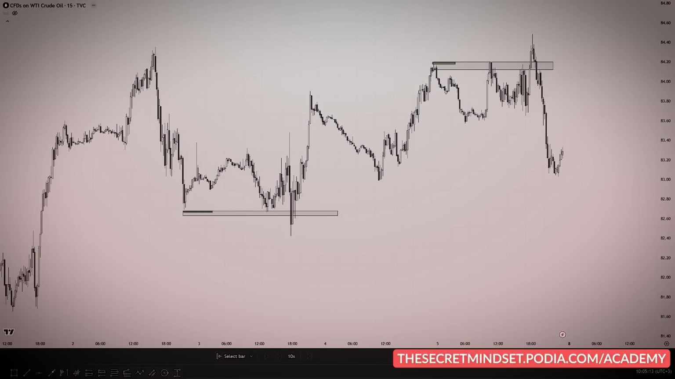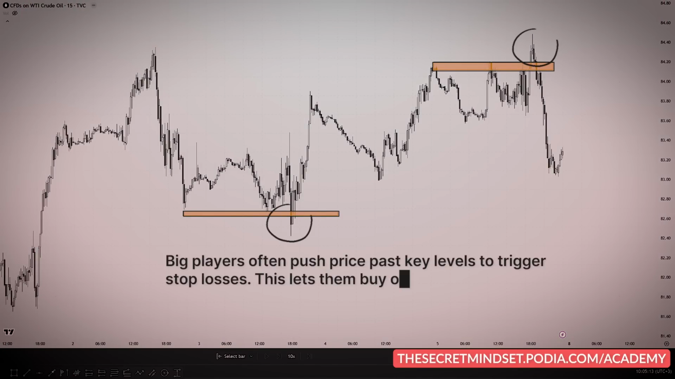Why do they happen? Because big players often push price past key levels to trigger stop losses. This lets them buy or sell at better prices. It is like shaking a tree to make the fruit fall.